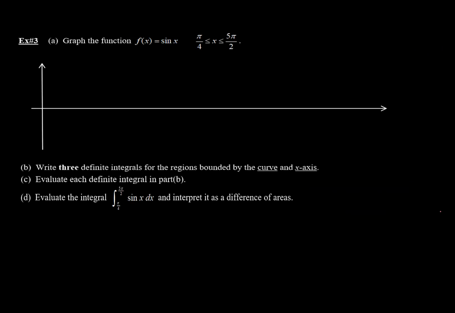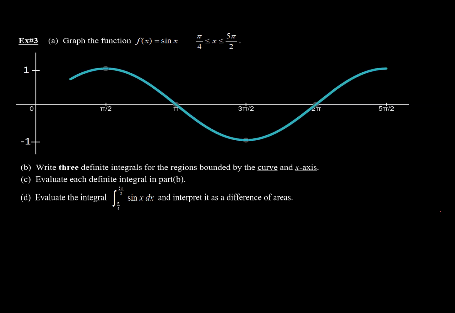So here we've got the integral of sine of x, and we want to figure it out from pi over 4 to 5 pi over 2. First thing they want us to do is graph it. So here is our little pi over 4. And if you look here, we've got this piece, and then this goes all the way to 5 pi over 2.